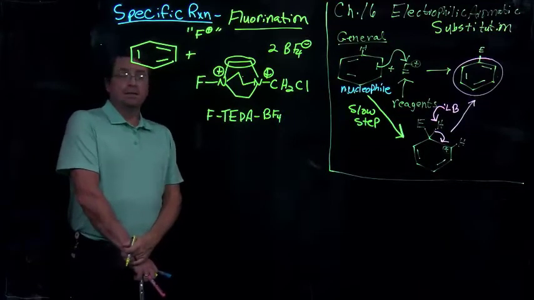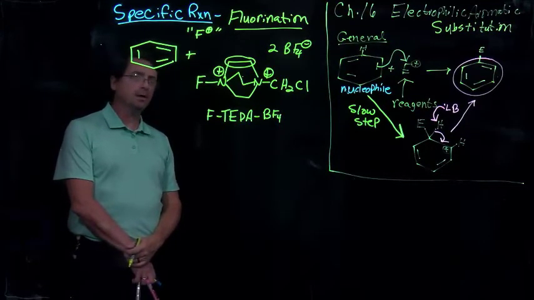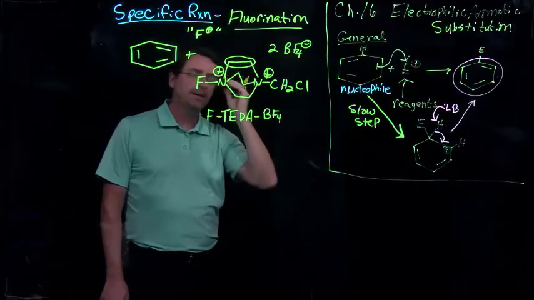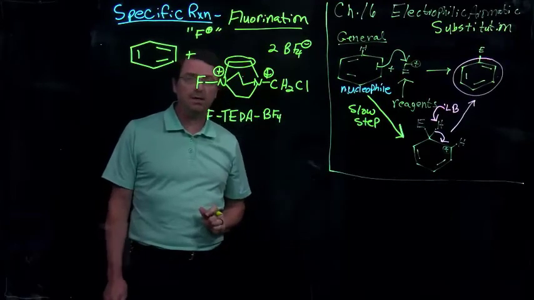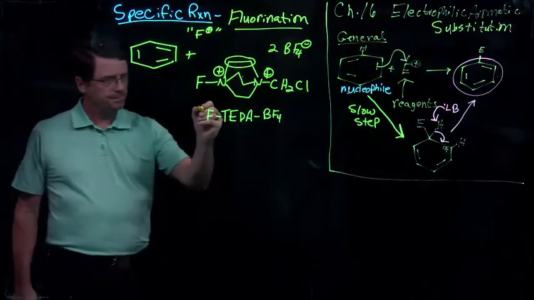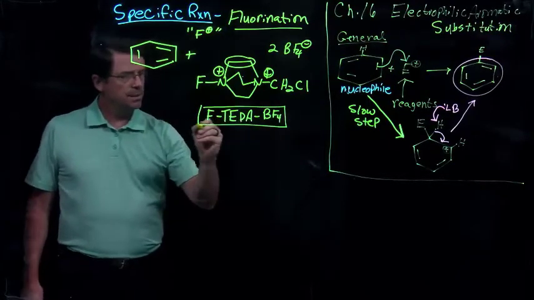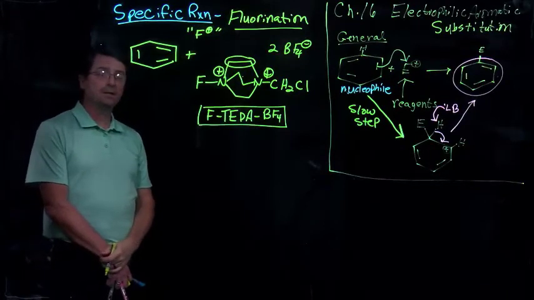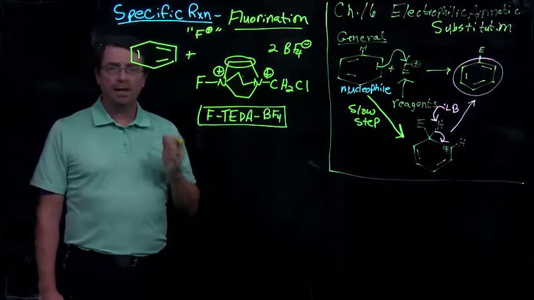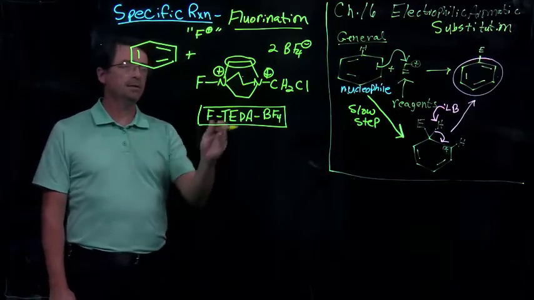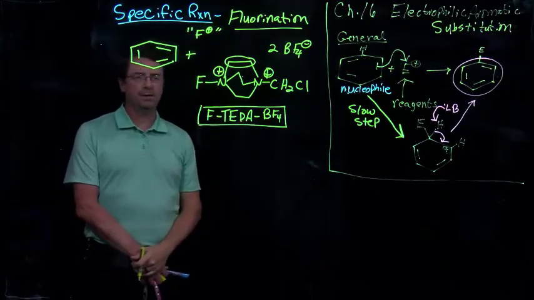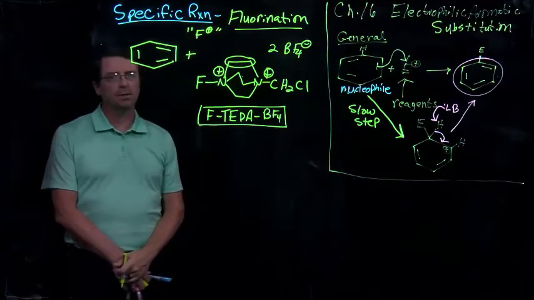Now, as I've already pointed out, we'll have to predict the products, and we can use this abbreviation, FTEDA-BF4, and many other abbreviations. But for chemistry, and this is different than biology or other disciplines, just using the abbreviation is not sufficient. The abbreviation must bring to mind a chemical structure for you. Okay, and if it does that, then you're using it effectively. If it doesn't bring to mind for you a chemical structure, then eventually you're going to get lost.